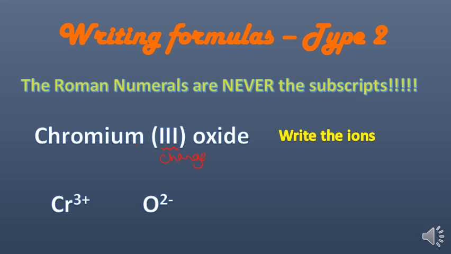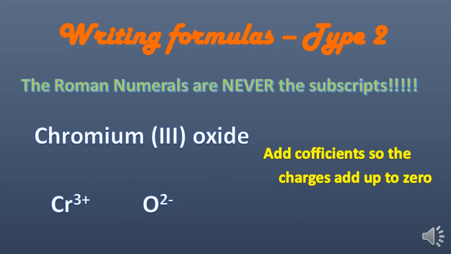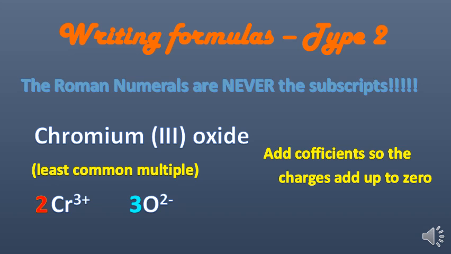Okay, now that we've got that done, the same rules apply as before. You're going to add coefficients so the charges add up to 0, using the least common multiple. Because 2 times +3 is +6, and 3 times -2 is -6. Now the charges add up to 0.